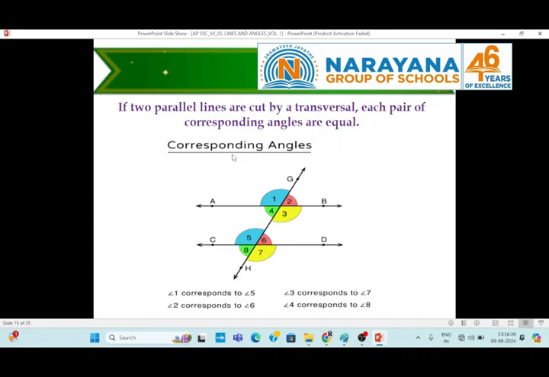In the blue shaded picture, angles 1 and 5 are one pair of corresponding angles, and in violet, 2 and 6. In yellow, 3 and 7: 3 is interior, 7 is exterior, and both are on the same side of the transversal G. And green shaded 4 and 8: 4 is interior, 8 is exterior, and both are on the same side of the transversal. In that way, we discuss corresponding angles.